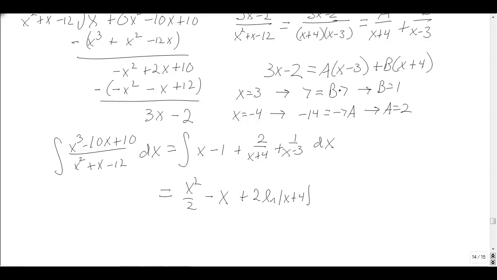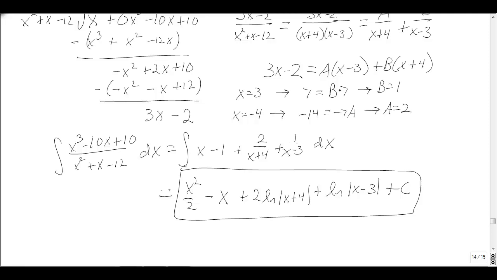Technically, I'm doing a u-substitution, u equals x plus 4. And then same thing with this last one. I'm going to let u equal x minus 3. But if you follow that through, I get a natural log absolute value x minus 3 plus c. So that's really our antiderivative. This kind of ugly looking thing, but you can factor the bottom and do a partial fraction approach.